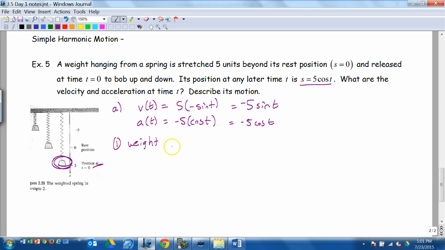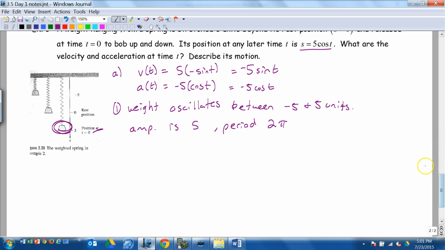So in general, the weight oscillates between, so I'm just generally saying what the position is doing, negative 5 and 5 units, which gives you a curve with an amplitude of 5 and a period of 2 pi. It'll come back to the same place every 2 pi. The velocity is at a max when the position is 0.